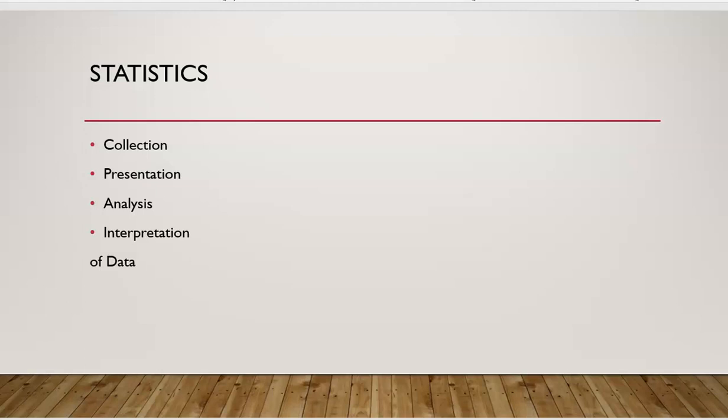Now, data is raw, and information is processed or organized data. If you collect the ages of 10 students and just write them down, you are not able to make out anything from it. But if you write them in ascending or descending order, you can understand who is the eldest, who is the youngest, and so on. So basically, statistics is converting data into information.